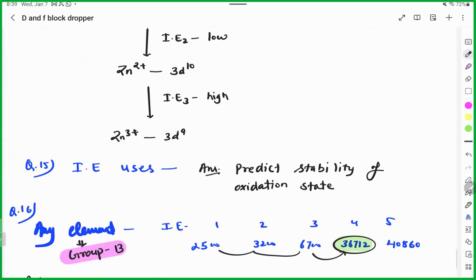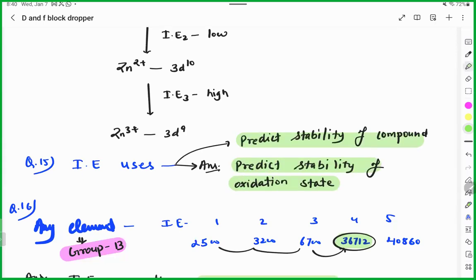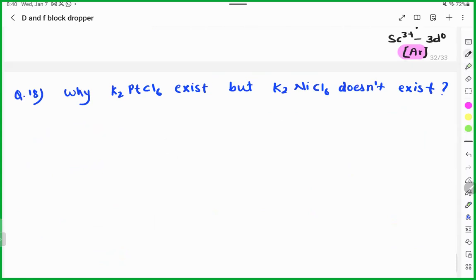One more use: when we talk about stability of the oxidation state, you can also predict the stability of a compound, whether a compound is stable or not, or whether it exists or not. For example, if we see here, we are not bothered about other things but platinum and nickel.